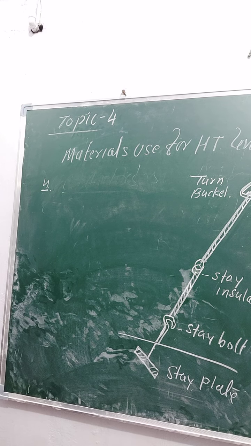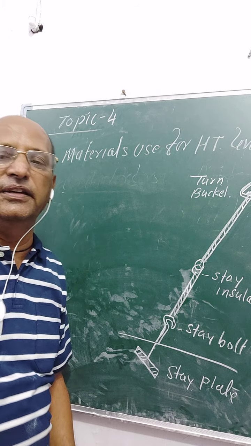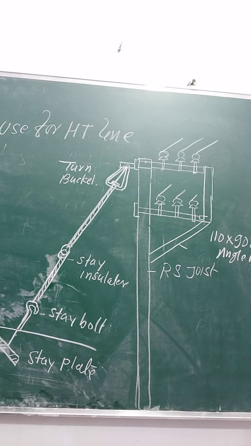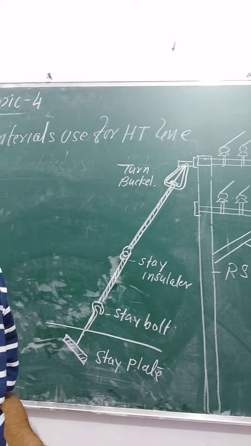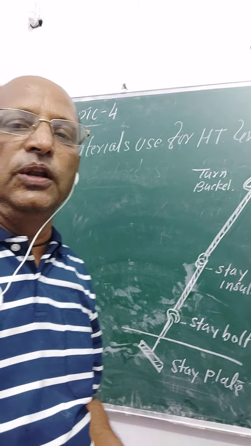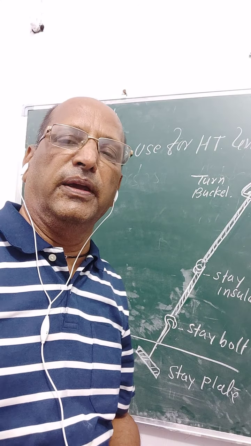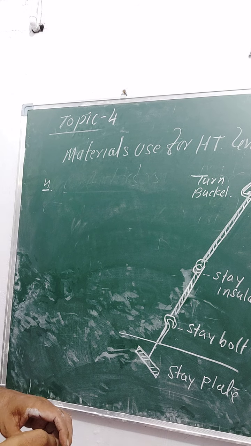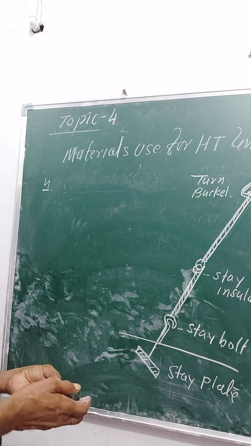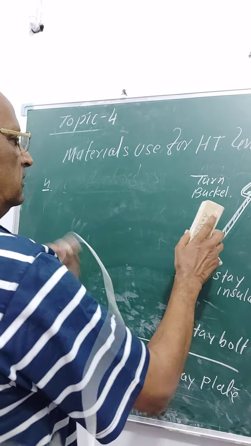So this stay is used whenever the line is turning more than 30-degree angle. When the line is turning more than 30-degree angle, then we use this stay. Or in standard, if the line is going straight, then after each 6 to 8 poles, we use one stay. This is for mechanical balancing of the line. So conductor, stay, cross arm, pole.